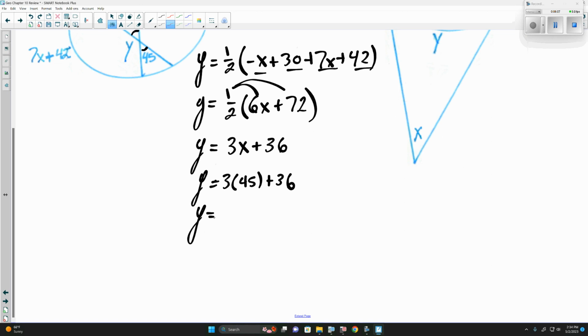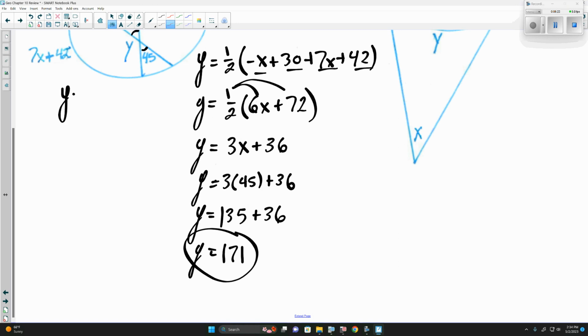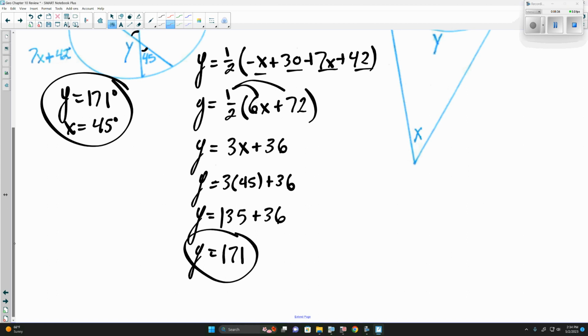3 times 45 is 135 plus 36, 171. So y is 171, and x is 45, and that's it. Questions on any of this here?